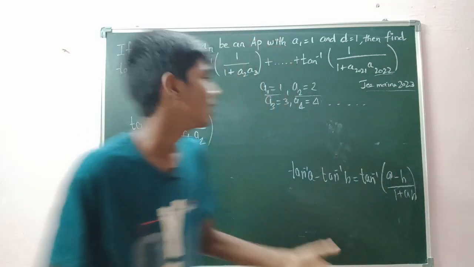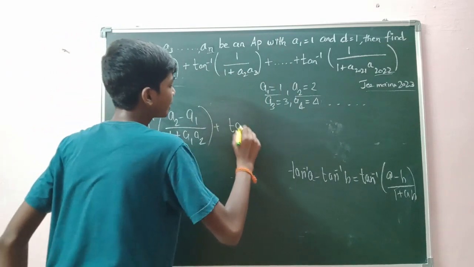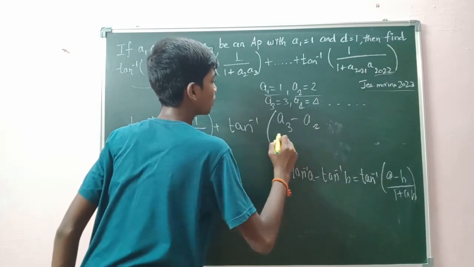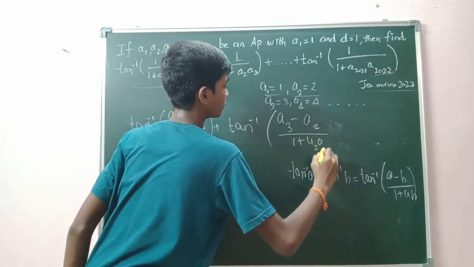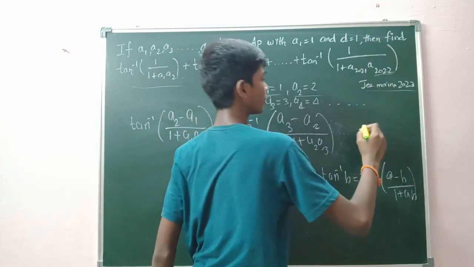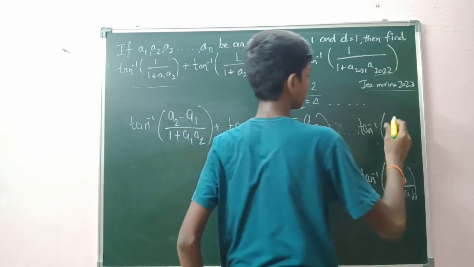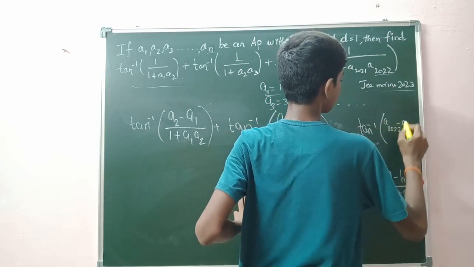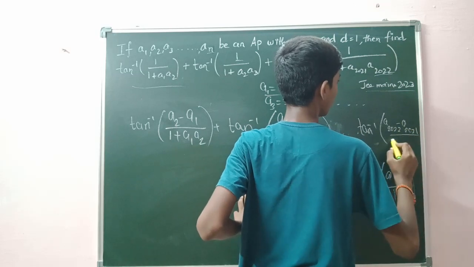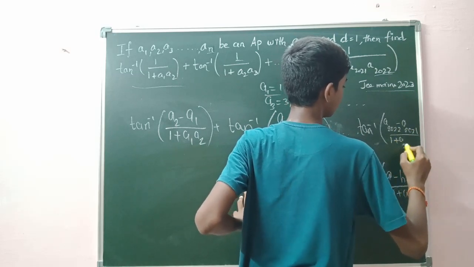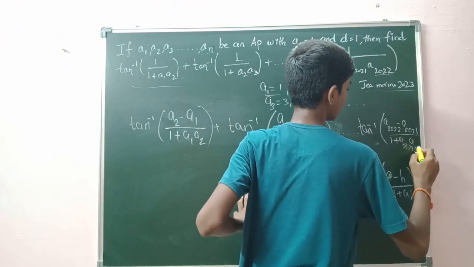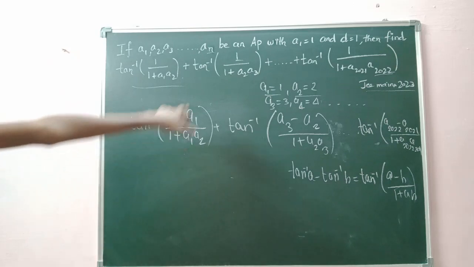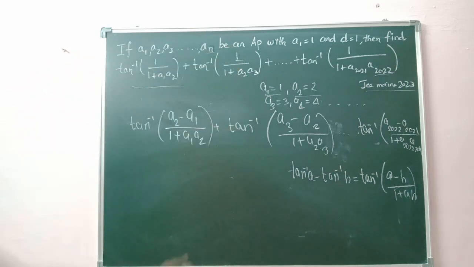So from this I can write every term. The second term I can write as tan inverse of a3 minus a2 by 1 plus a2 a3, all the way up to a2022 minus a2021 by 1 plus a2021 a2022. Okay, so that is what we are having now. So now the question is very, very easy. For tan inverse of a2 minus a1 by 1 plus a1 a2, it is nothing but using this formula.